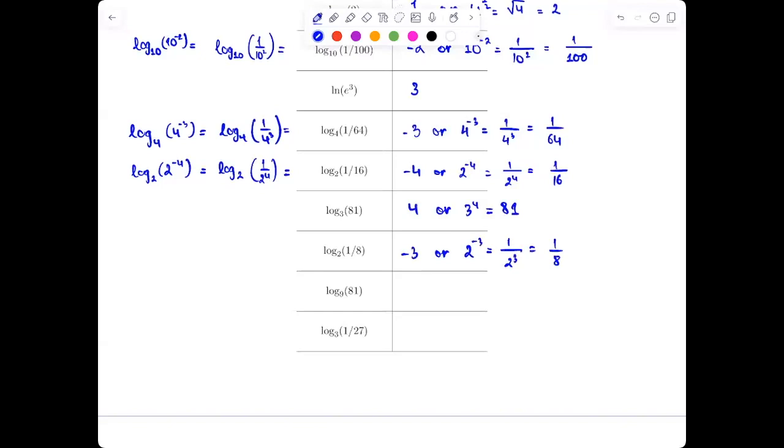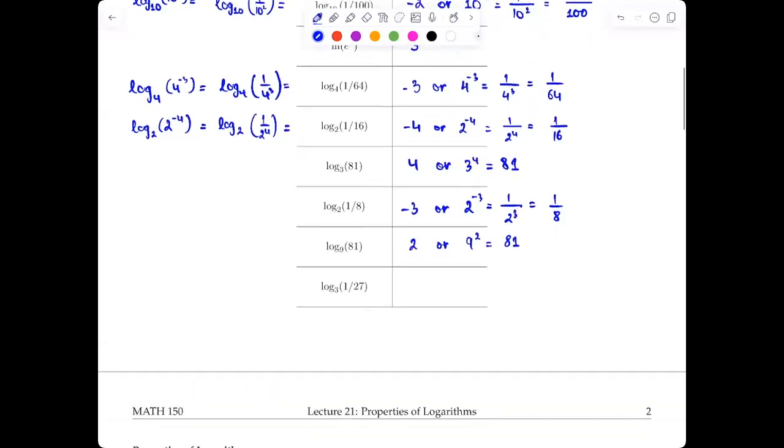What about the next one? Log of base 9 of 81 is the answer. 2. Right? What power should I raise 9 to get 81? So the answer is 2, or 9 to the second power is 81.